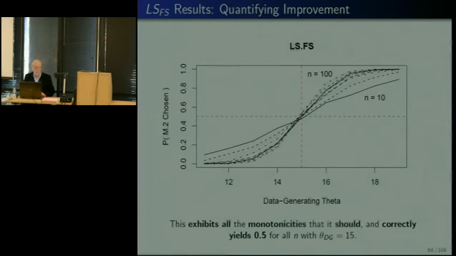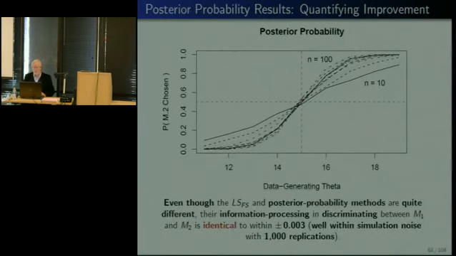All right. The posterior probability picture is identical to the one from full sample log scores. Even though the full sample log score and posterior probability methods are quite different and they're processing the data in what appears to be algebraically quite a different way, their information processing ability in discriminating between the models is identical to within Monte Carlo noise.